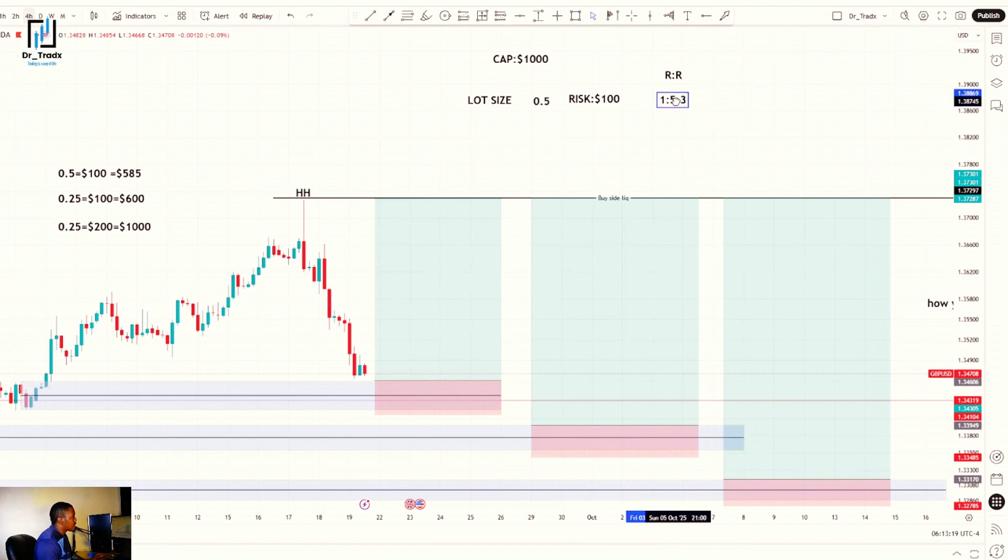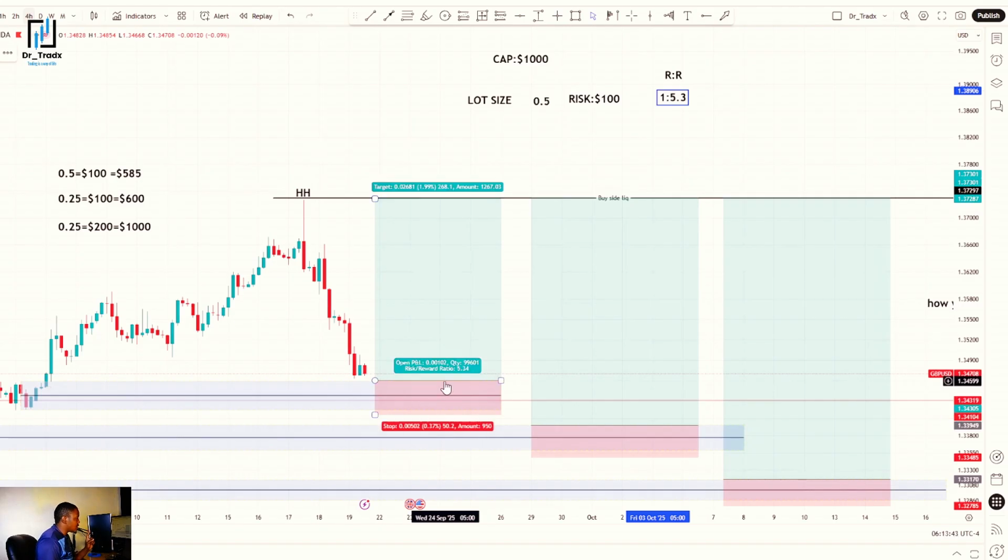Have you seen? I hope you are going together. I have $1,000. I'm willing to risk $100 for every trade. And for that $100 at this distance, if I use a lot size of 1, it's $200. So I reduce my one lot size. I never increase my risk. So I reduce my lot size to 0.5.